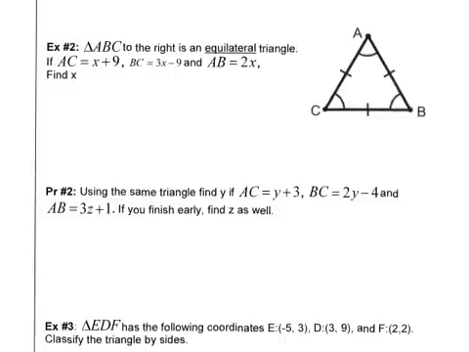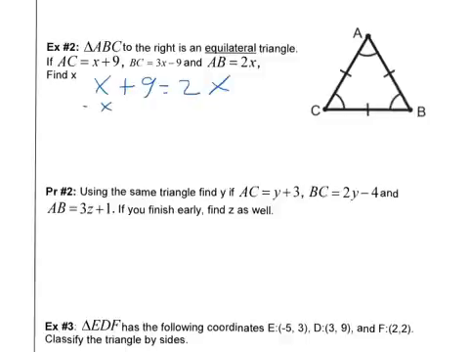Okay, here it says that I have triangle ABC. To the right is an equilateral triangle, meaning all the sides are the same. And then it starts giving me some descriptions of all the sides. It says AC is x plus 9, BC is 3x minus 9, and AB is 2x. Well, if all the sides are the same, that means that these are all equal to each other. If I want to find x, I could just set any two of these equal. I'm going to pick the two that look easiest to me, x plus 9 and 2x. 3x minus 9 looks like it'll be a little bit more work. Still doable, but just a little more work. So let's just set those equal.